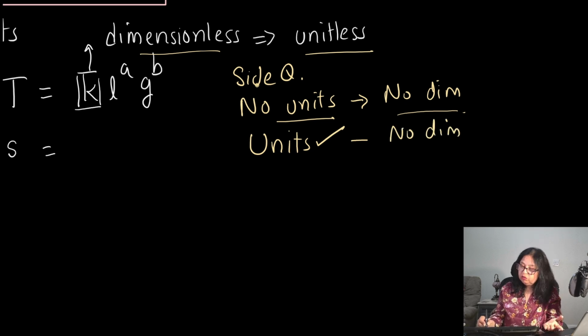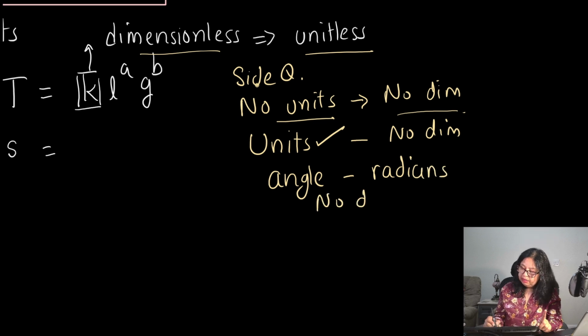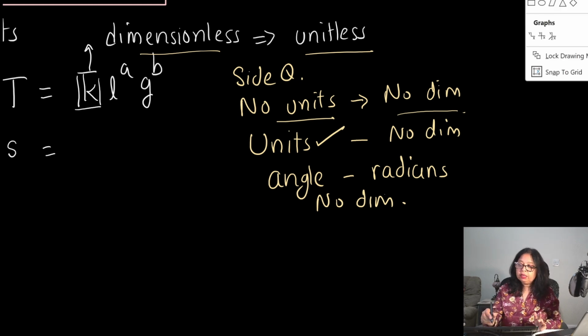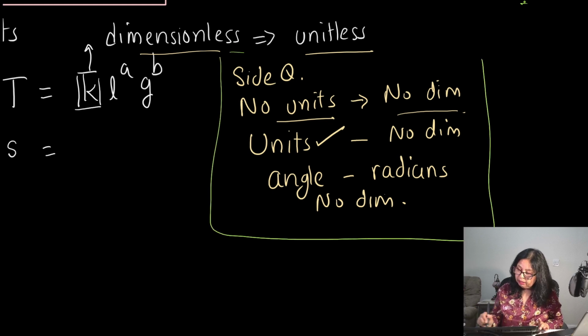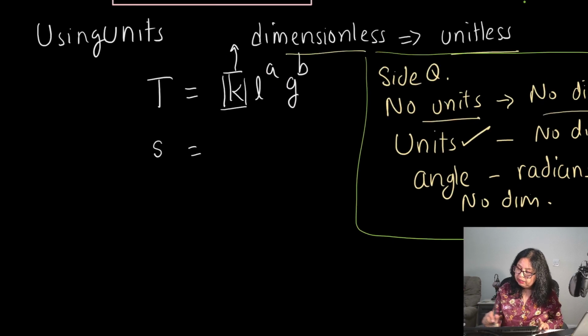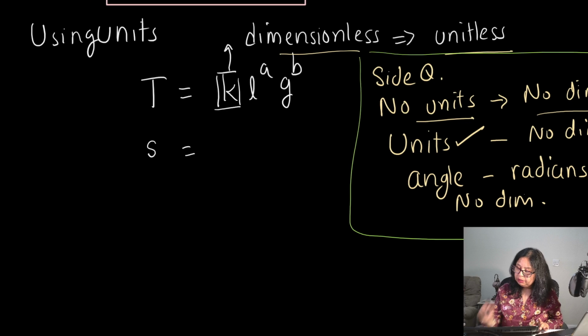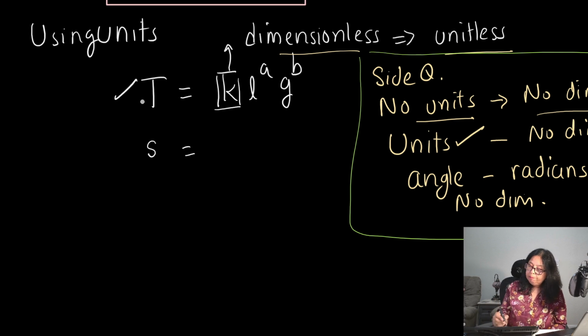There is such a quantity: angle. Angle has SI units of radians, but it has no dimensions. So this is one very, very important point that you should always remember, that angle does not have any dimensions. It will be handy many times. Okay, back to this equation for time period.